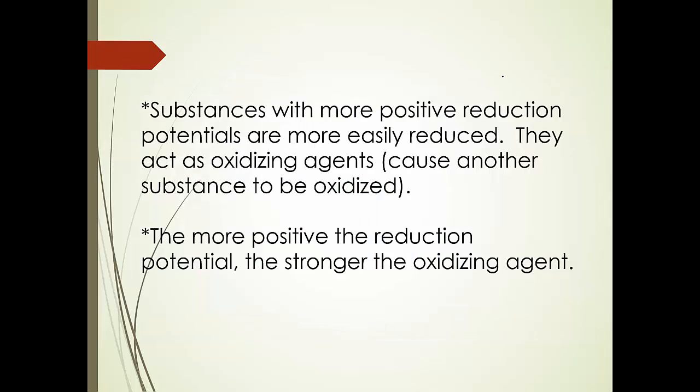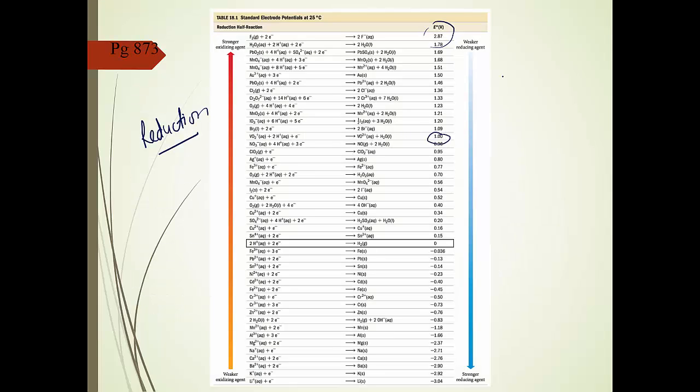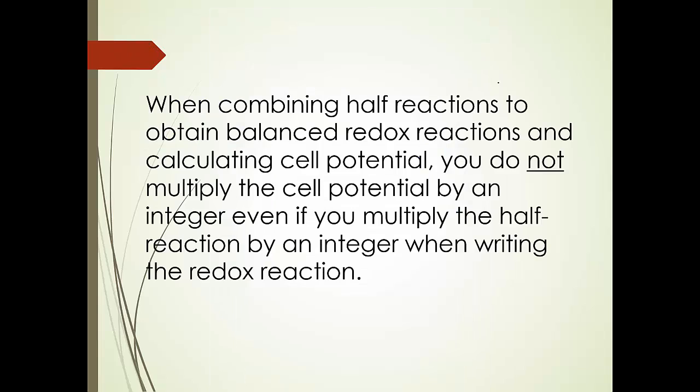The more positive the reduction potential, the more they want to be reduced. Those are the ones that are always going to be reduced. They're going to cause the other ones to be oxidized. We don't really have to worry about the agents. What you just have to do is look at these numbers, and we know we have to change the sign of one of them. When you add the two together, it's still going to be positive.